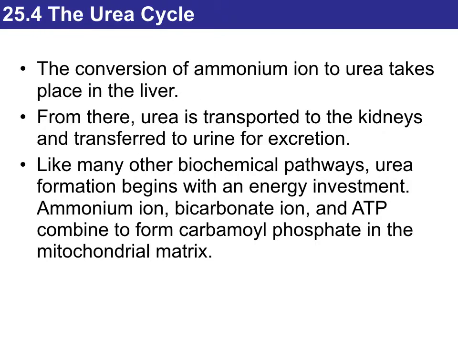How does it work? Conversion of ammonium to urea takes place in the liver. Urea is transported to the kidneys and then goes from the kidneys to the urine for excretion. Now, how does it go? It starts, of course, with the energy investment. Ammonium ion, bicarbonate ion, and ATP combine to form carbamyl phosphate, and that takes place in the matrix of the mitochondrion.